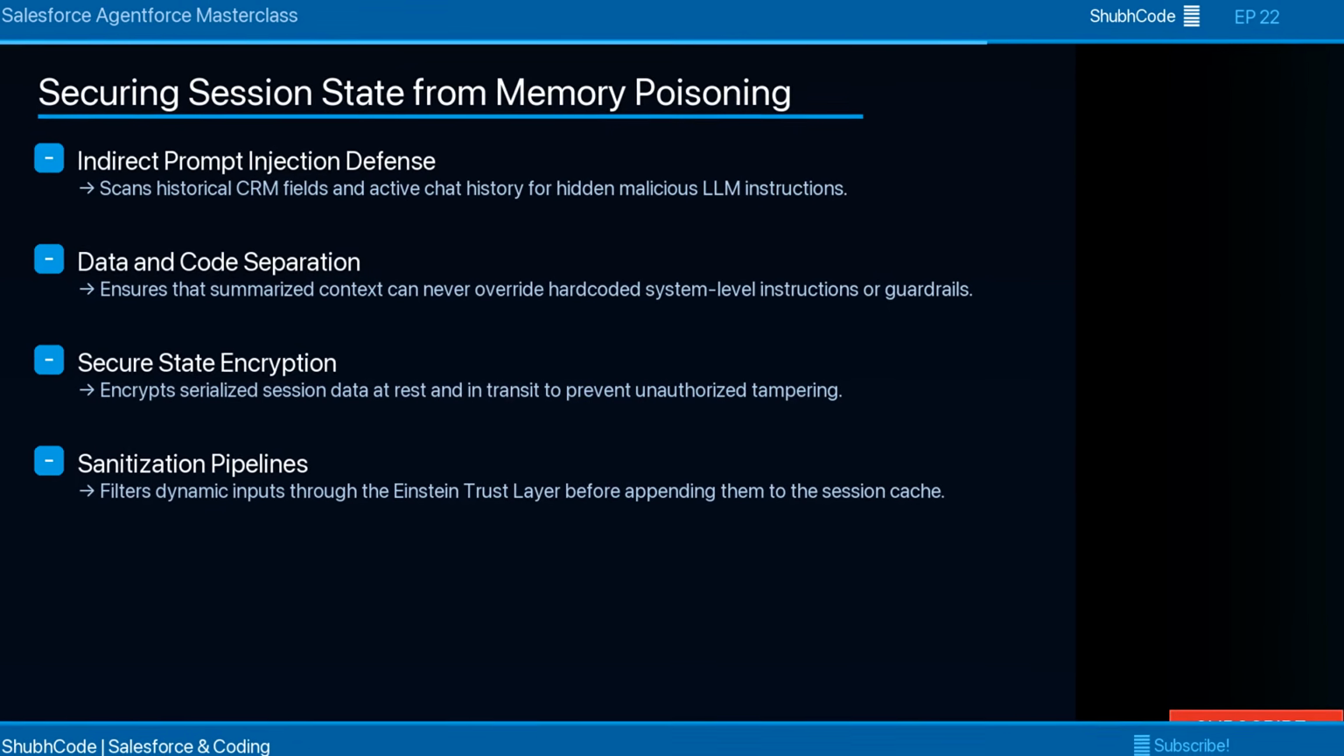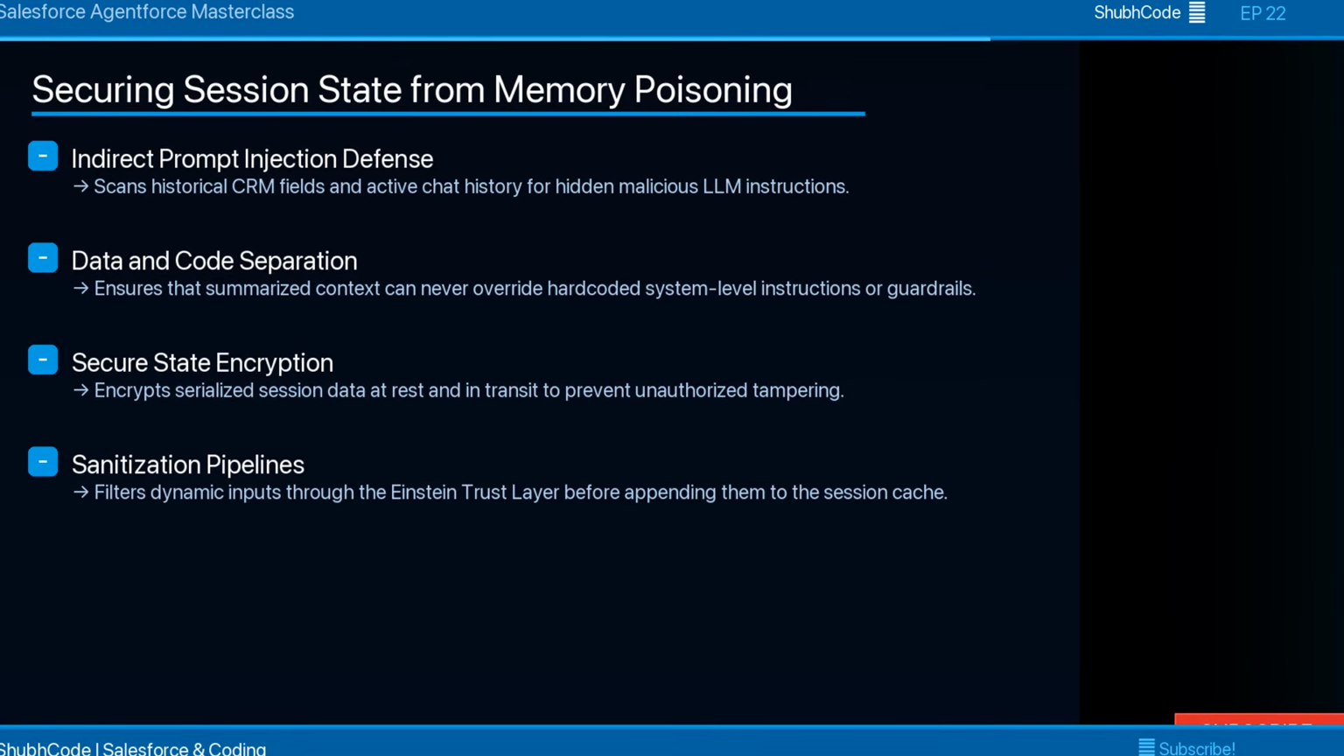One of the most sophisticated attacks on autonomous agents is session memory poisoning. This happens when an attacker injects malicious instructions into conversational history or CRM fields, hoping the agent will execute them when reading past interactions. To defend against this, Agentforce enforces strict trust boundaries. The trust layer inspects incoming historical text for instruction injection patterns, sanitizes serialized state objects, and separates execute privilege actions from raw conversational text. This guarantees that your agent treats history as informational data, never as executable commands.